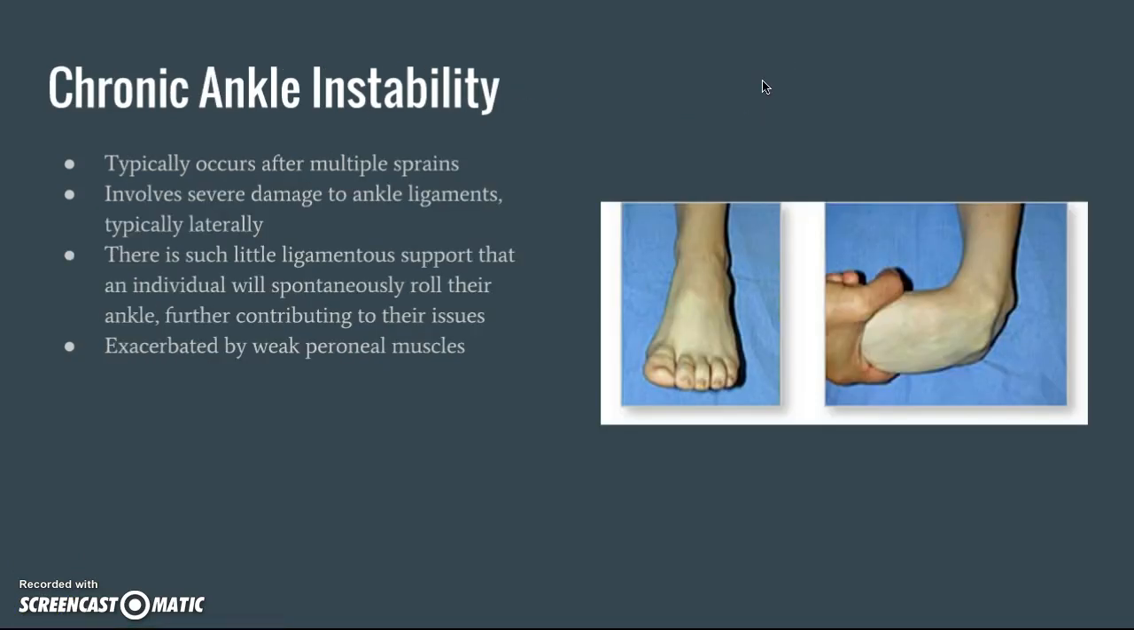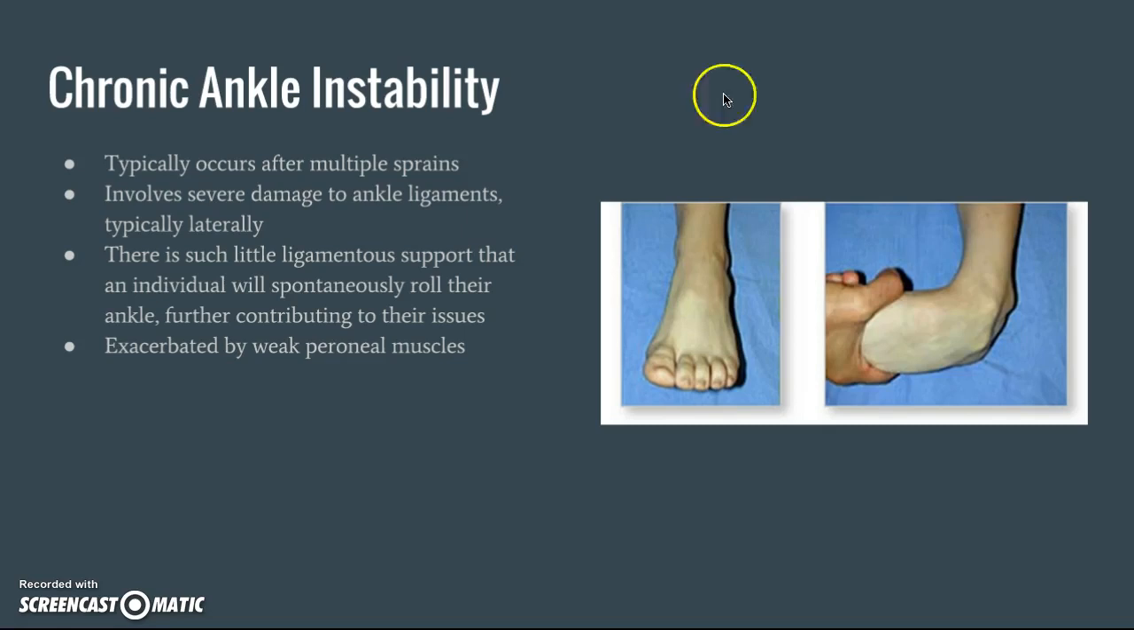The next injury we're going to look at is chronic ankle instability. As you can see in the picture to the right, that ankle is not the way it's supposed to be. This usually occurs after multiple sprains. You usually see it in a basketball player after several years. It involves severe damage to the ankle ligaments, usually the lateral, as shown on the right. The little ligamentous support that the individual has makes their ankles roll even further. They have weak pronators, which further contributes to their issues.